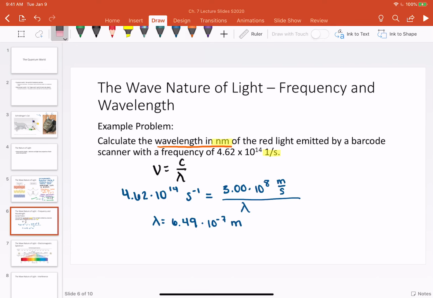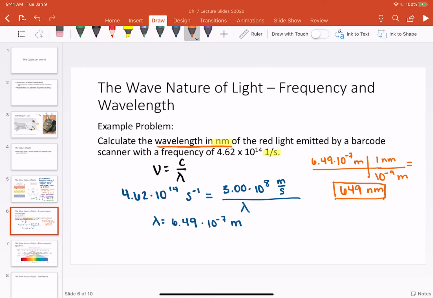Oops, sorry. So we have 6.49 times 10 to the -7th meters. And we know that there are 10 to the -9th meters in 1 nanometer. So go ahead and do that conversion. And you should get 649 nanometers. So that is our wavelength of red light that is emitted by a barcode scanner.